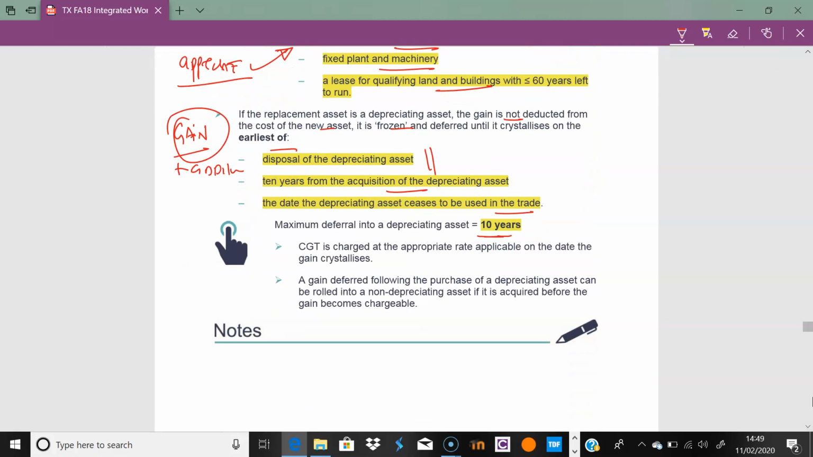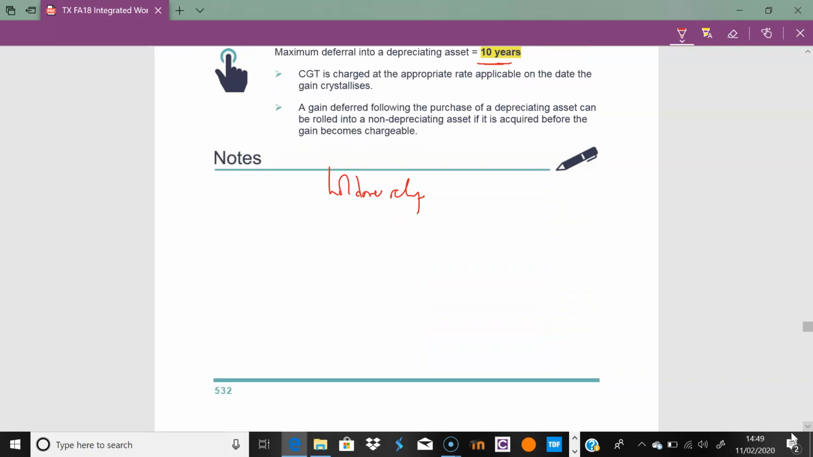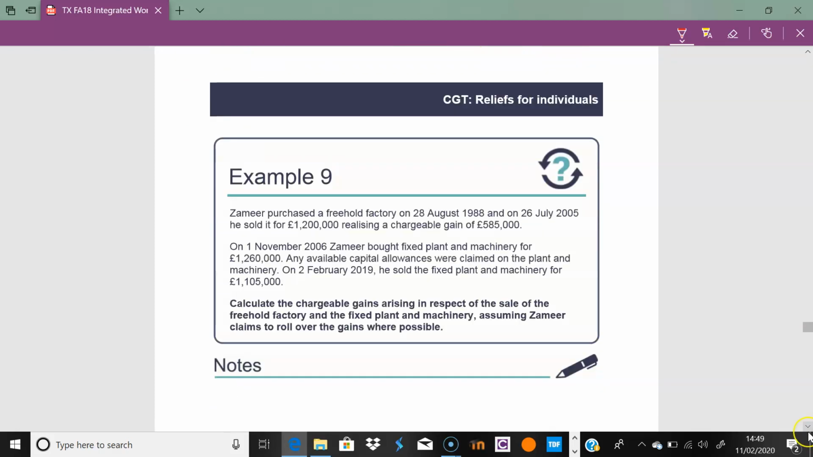So it's still a bit of a holdover. It's a bit of a holdover relief. I almost prefer calling it that, a holdover relief, as opposed to a rollover relief. So just holding it for the next 10 years. So let's see what I mean by this.